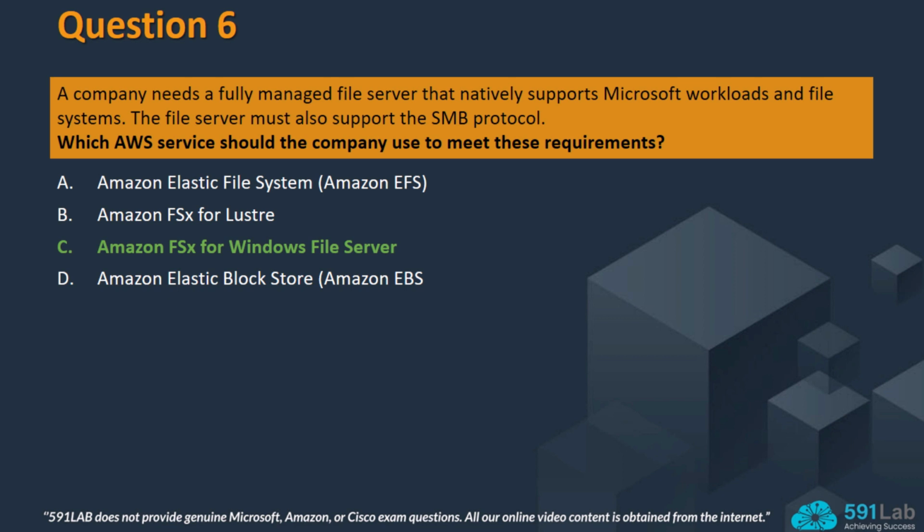Option D. Amazon Elastic Block Store. EBS provides block-level storage volumes for use with Amazon EC2 instances, and it is not a fully managed file server, so this is not the correct answer. For the specific requirement mentioned, a fully managed file server supporting Microsoft workloads and file systems with SMB protocol support, option C, Amazon FSx for Windows File Server is the most appropriate choice.